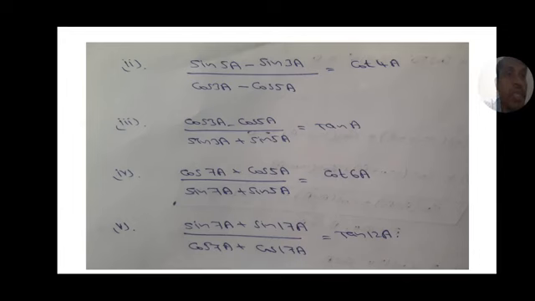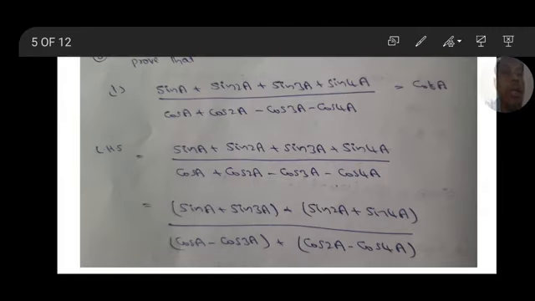Do the homework problems. Next type of problems: prove that (sin a plus sin 2a plus sin 3a plus sin 4a) by (cos a plus cos 2a minus cos 3a minus cos 4a) equals cot a. Means we have to prove LHS equals RHS. What is the LHS? Sin a plus sin 2a plus sin 3a plus sin 4a by cos a plus cos 2a minus cos 3a minus cos 4a. There are four trigonometric terms in the numerator, four sin functions, and in the denominator four cos functions. So we have to add.